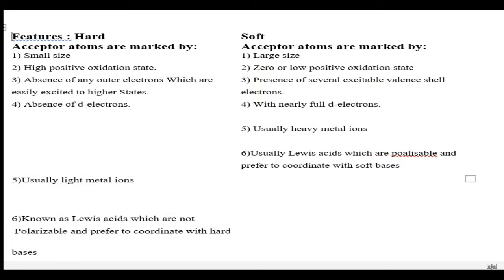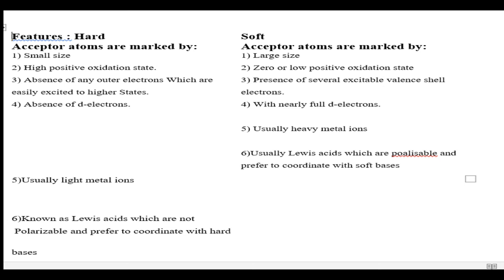Now we come to the features. So in the hard acids, acceptor atoms are marked by small size, high positive oxidation state, absence of any outer electrons which are easily excited to higher states. Fourth feature is absence of d electrons. Fifth, they are usually lighter metal ions. And sixth is that they are known as Lewis acids, which are not polarizable and prefer to coordinate with hard bases.